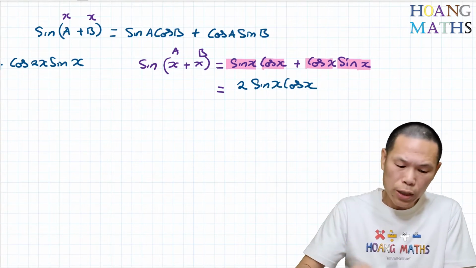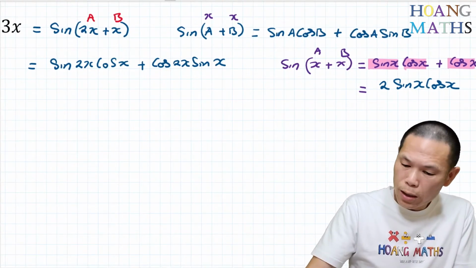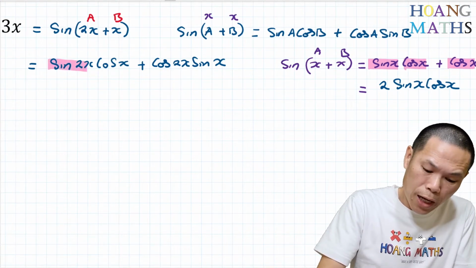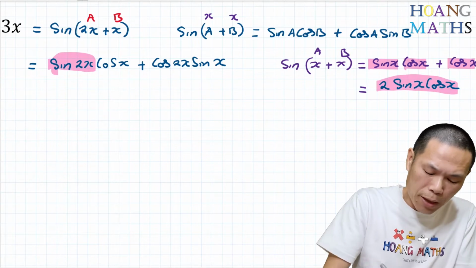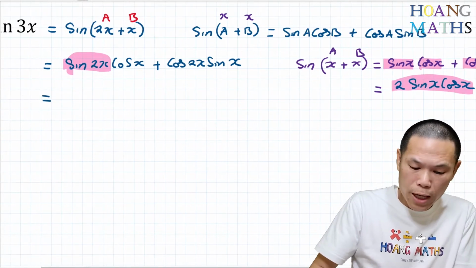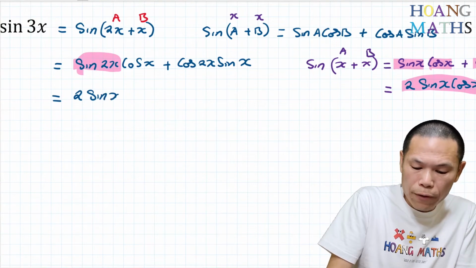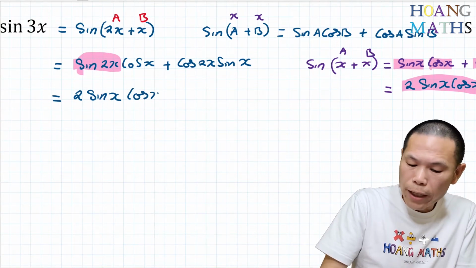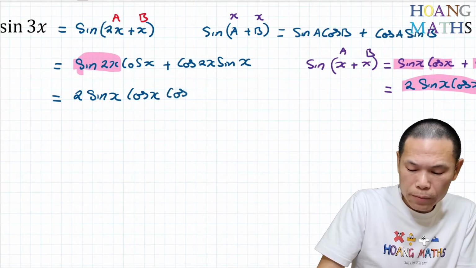So keep that in mind. So let me just write this down. So this is equal to 2 sine x. This is equal to that. Okay, so let me just replace that, or substitute if you like. So that gives me 2 sine of x cos of x, and then times by cos of x.